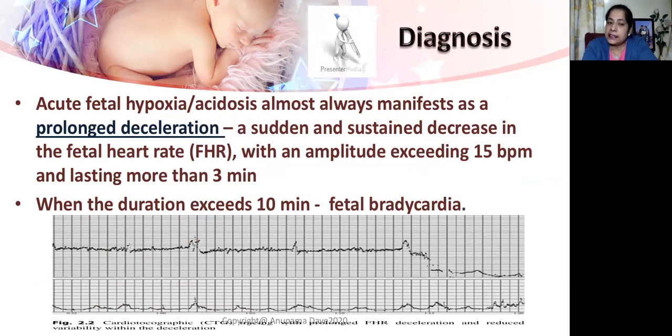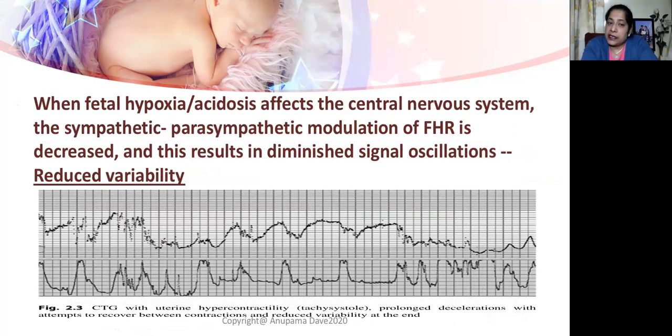So if there is a continuous CTG tracing which is being done, and you see this kind of picture in which there's a drop in fetal heart rate of 15 beats per minute with a reduced variability within the deceleration, and if it lasts for more than 3 minutes, then it is known as a prolonged deceleration. When this affects the central nervous system, the sympathetic and parasympathetic modulation of fetal heart rate is also affected. It is decreased, and this results in diminished signal oscillations. So what we call as reduced variability.